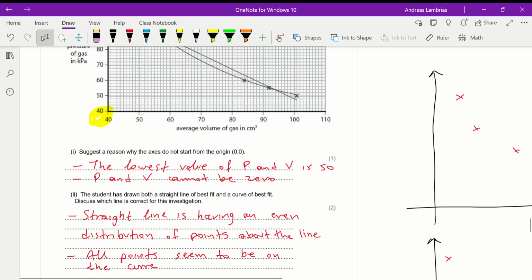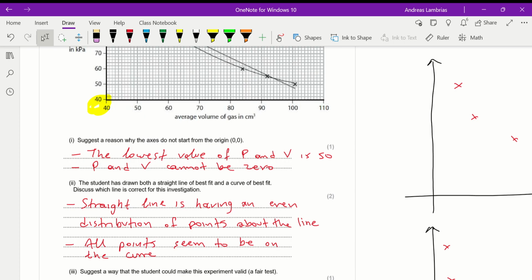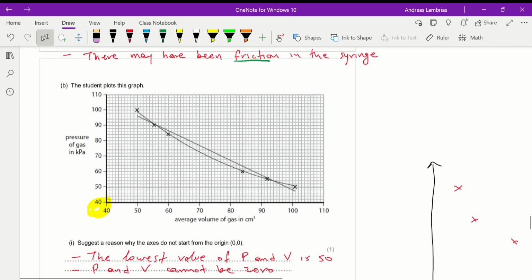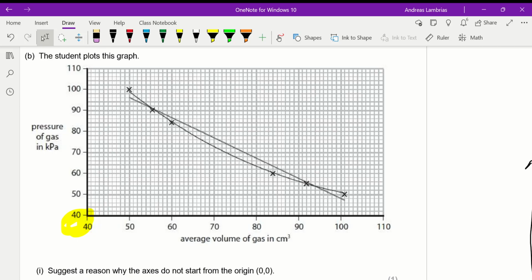And the next question is quite interesting. The student has drawn both a straight line of best fit and a curve of best fit, and we need to discuss which line is correct. Now, in this case, both lines can be correct. Why? Because if we start by looking at the straight line, you can see it's an average line. And what makes it average?